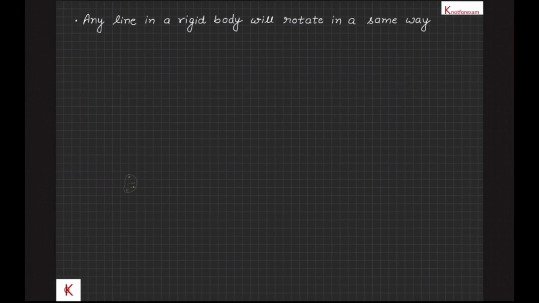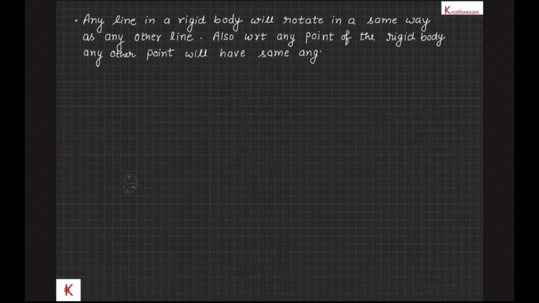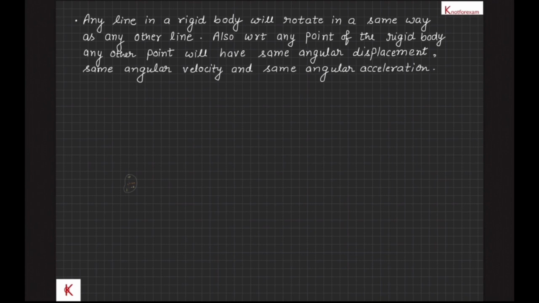We can understand that any line in a rigid body will rotate in the same way as any other line. Also, with respect to any point of the rigid body, any other point will have the same angular displacement, same angular velocity and same angular acceleration. So, this angular displacement, angular velocity and angular acceleration is unique for the rigid body.